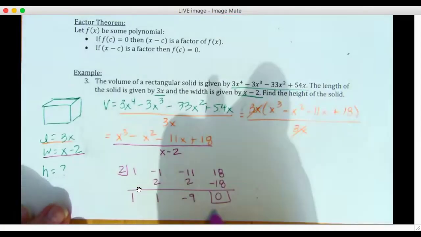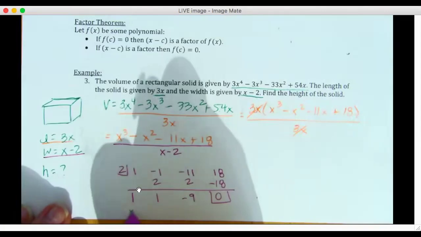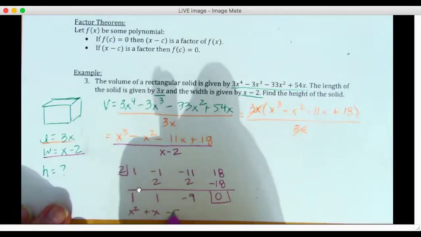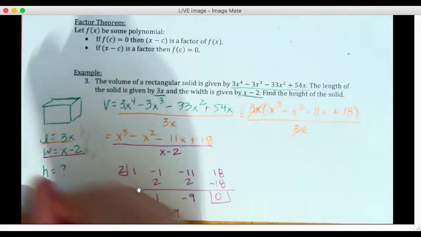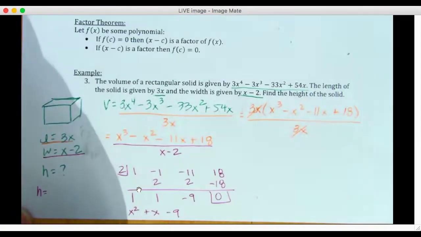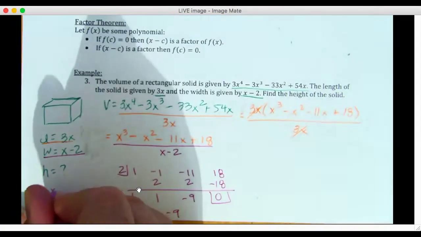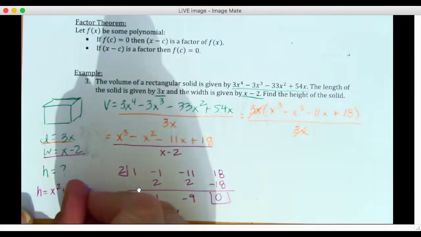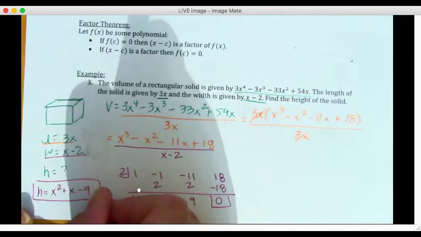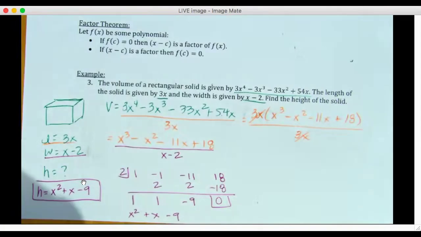So that means that this polynomial here, x squared plus x minus 9, is my height. So the height for this rectangular solid is x squared plus x minus 9. And we've answered the question. And that brings us to the end of section 5.